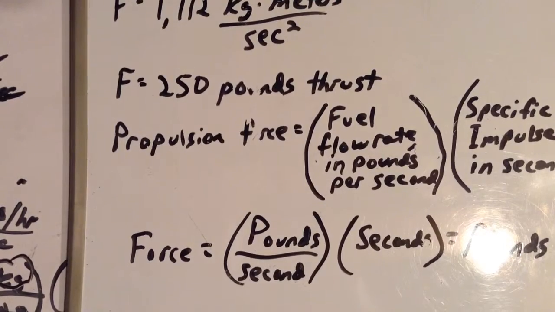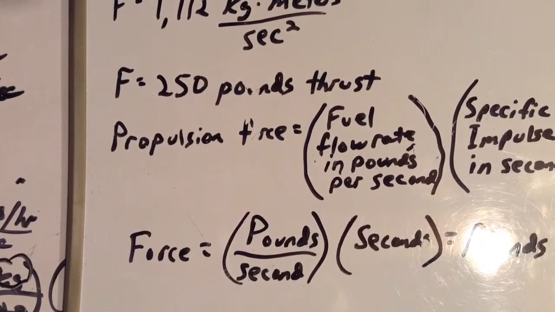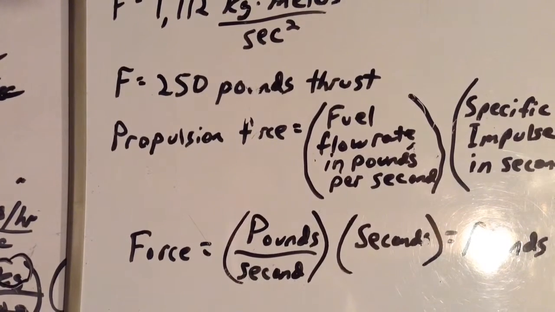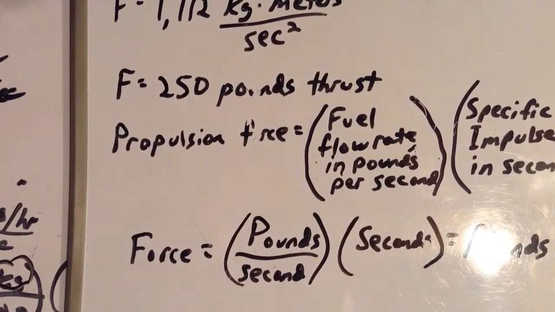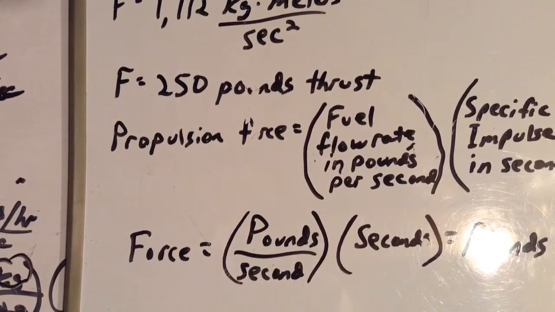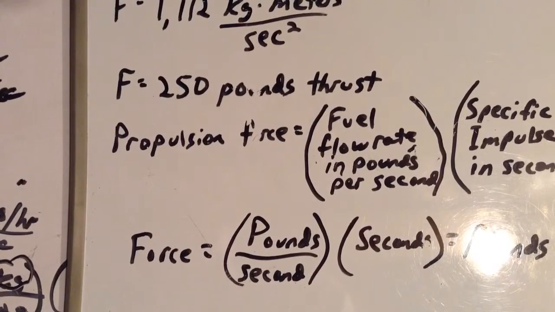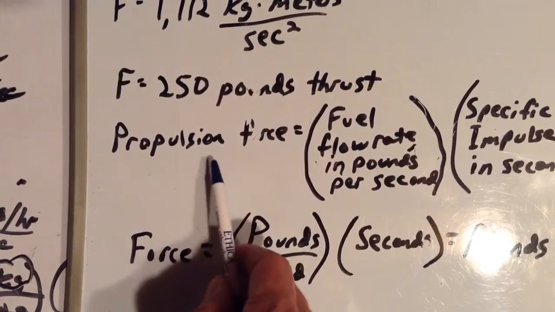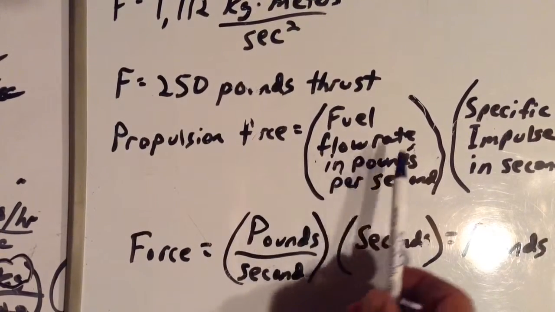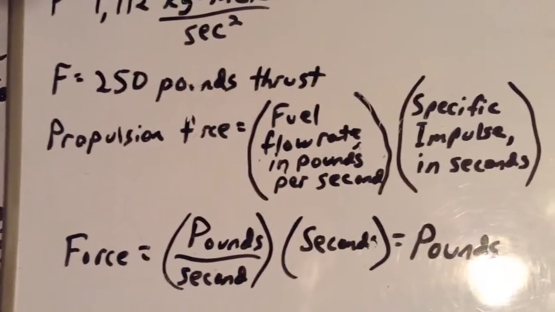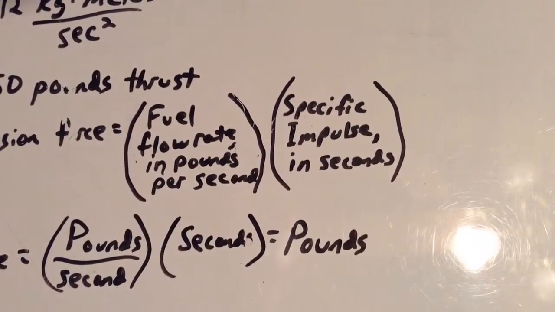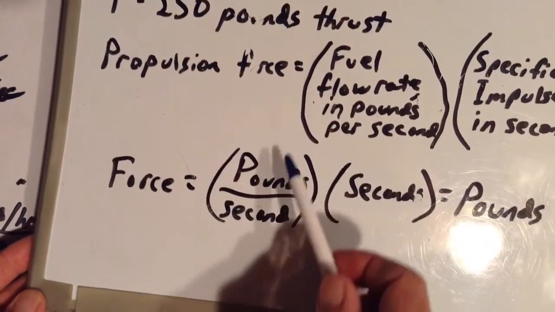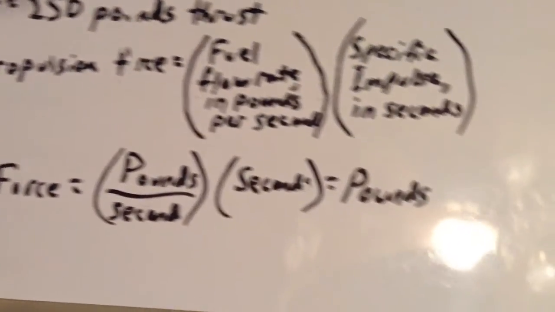The term specific impulse is used to describe how much thrust will be produced by a rocket fuel. The specific impulse of the fuel in our example is 250 seconds. Of course, that doesn't make sense at first because force is supposed to be in pounds or newtons, not seconds. But when you consider the equation, propulsion force equals fuel flow rate in pounds per second times the specific impulse in seconds, you see that force equals pounds per second times seconds, which equals pounds.